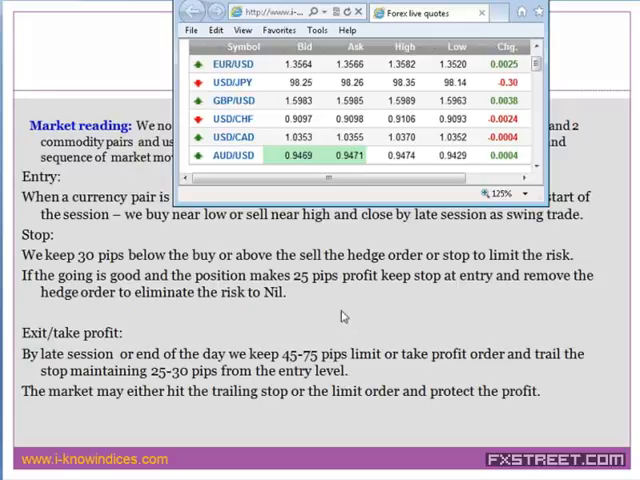So always keep in mind your equity is limited. Without a hedging order, you cannot take any position, because the market has the potency to make an upward or a downward move of about 100 to 150 pips, which you may not be able to withstand.